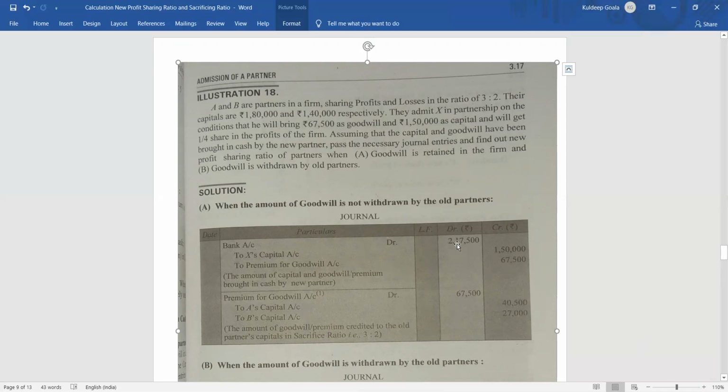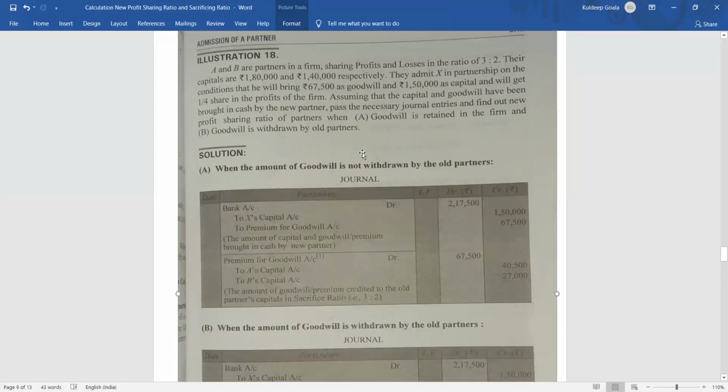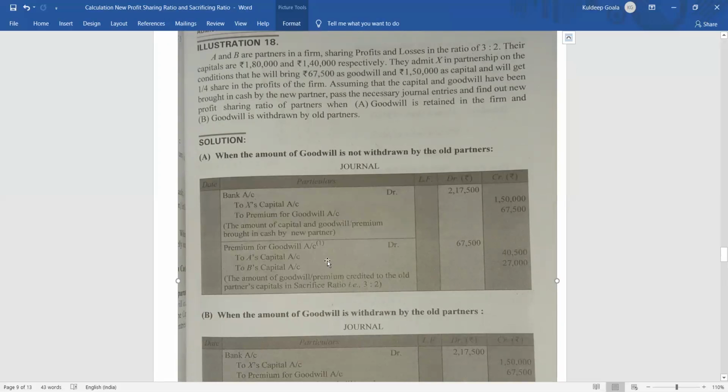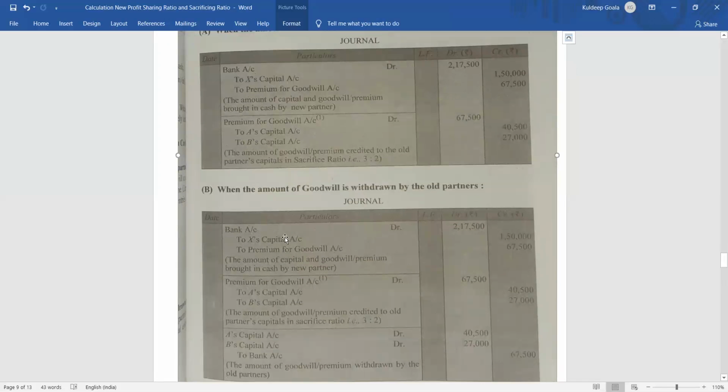In case of what? When the premium is being shown and transferred in the old ratio. Because if the new ratio or the sacrificing ratio is not given, the old ratio becomes the sacrificing ratio. Clear? Now coming to the next one, that is when the goodwill is withdrawn. I'm not going to repeat the whole transaction because the first two transactions will be the same. Only at last the withdrawal will be there. So I'll just go a little fast. So the first entry will be the same, bank account debit to X capital account to premium for goodwill. The second entry also will be the same, premium for goodwill account debit to A's capital account to B's capital account. Okay.